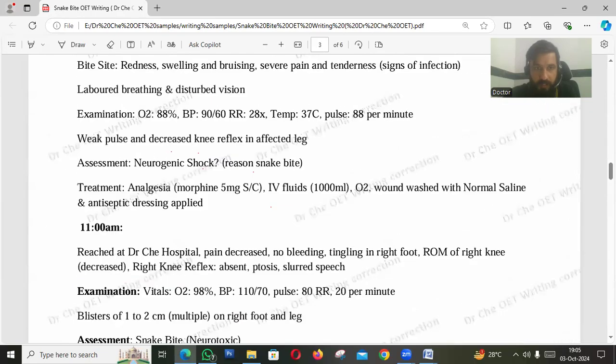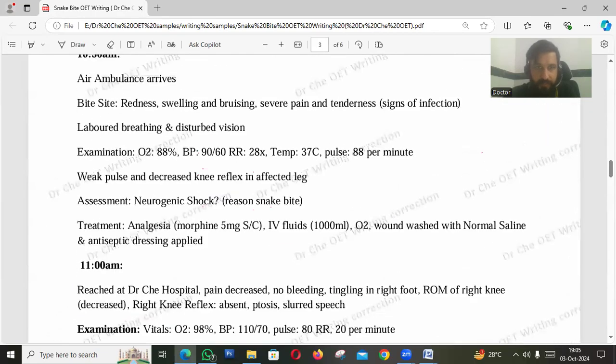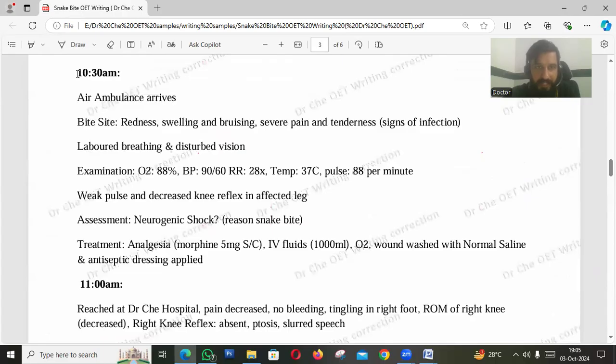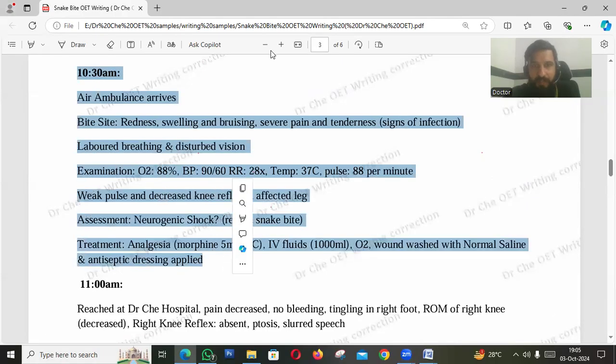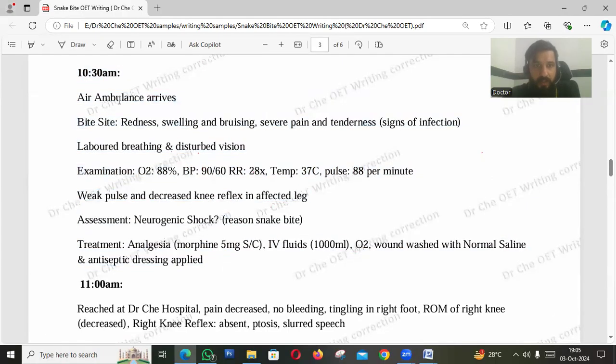Sorry. Then we have this day, this visit. When the air ambulance arrived, what was the condition of the patient? What was given to the patient? Okay, so the air ambulance arrived. There's no need to mention that the air ambulance arrived, or you can mention it briefly at the bedside.